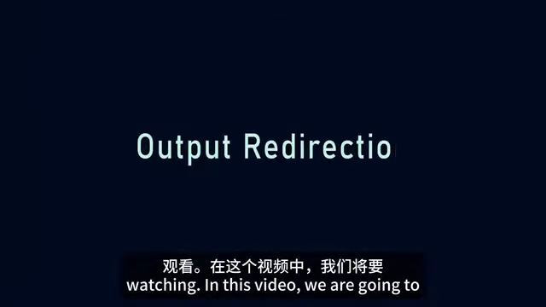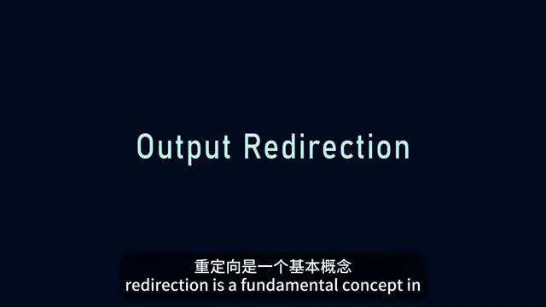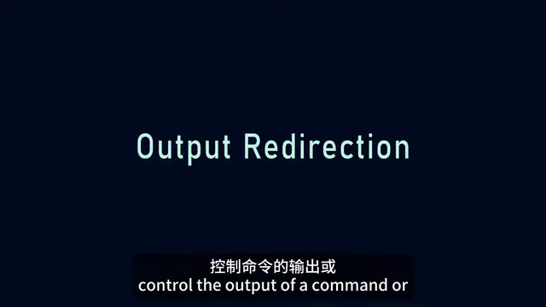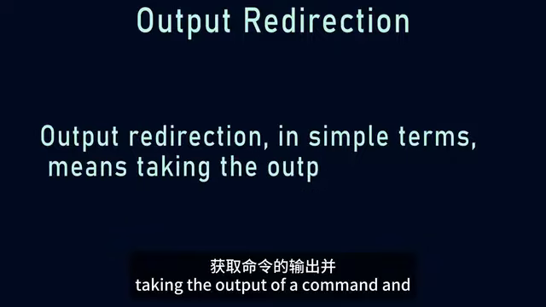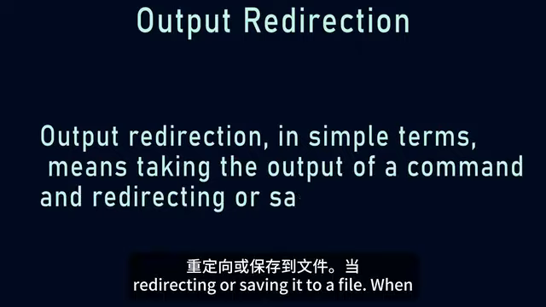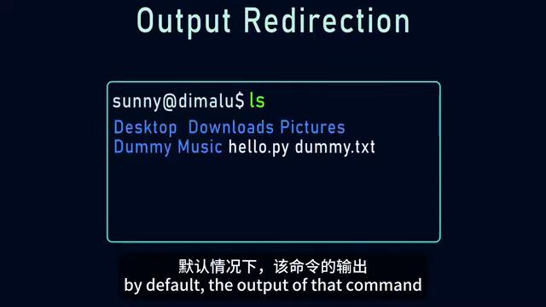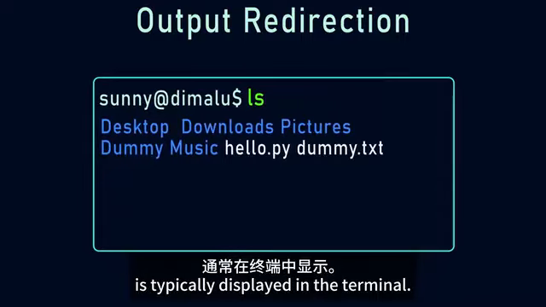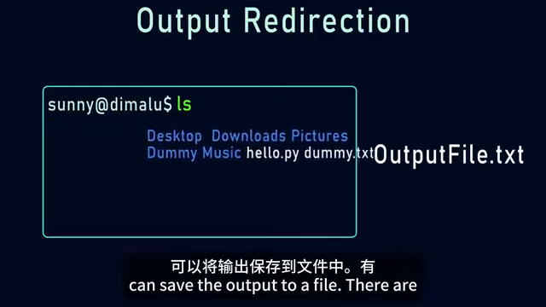In this video, we are gonna learn about output redirection. Output redirection is a fundamental concept in the Linux command line that allows us to control the output of a command or program. In simple terms, it means taking the output of a command and redirecting or saving it to a file. When you execute a command in the terminal, by default, the output of that command is typically displayed in the terminal. However, with output redirection, you can save the output to a file.